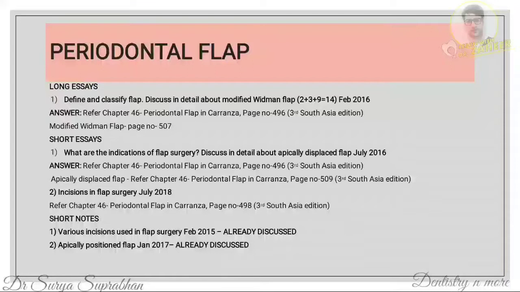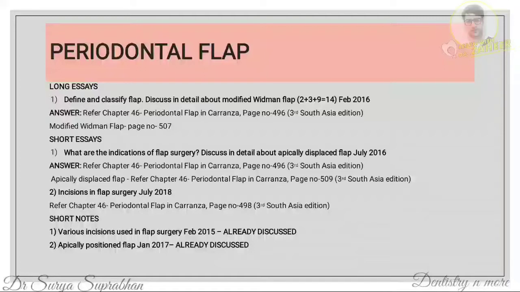Then coming to short essay, what are the indications of flap surgery? Discuss in detail about apically displaced flap. For this you have to refer chapter 46, Periodontal flap. In the first page itself, they have given the indications of flap surgery. 8 points are there. Now moving on to apically displaced flap. First you have to give a small introduction about apically displaced flap, and then you have to write up 5 steps of apically displaced flap, and then the diagram.